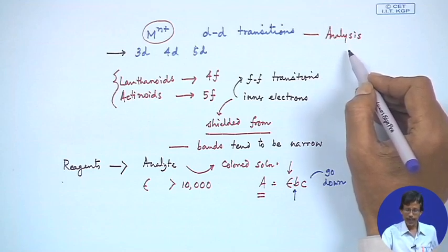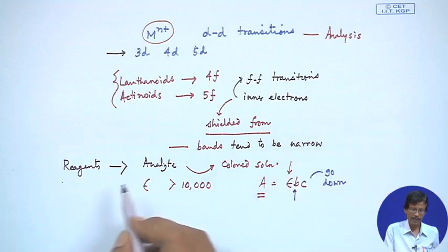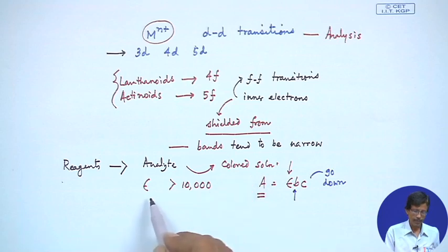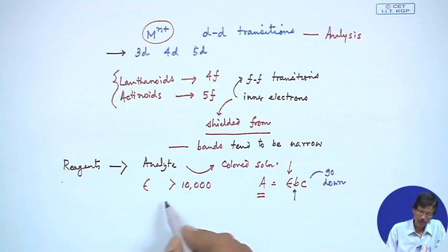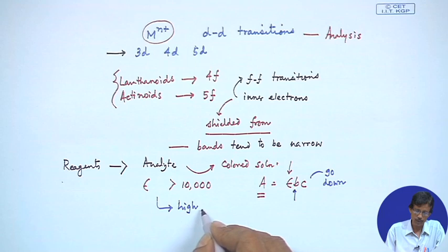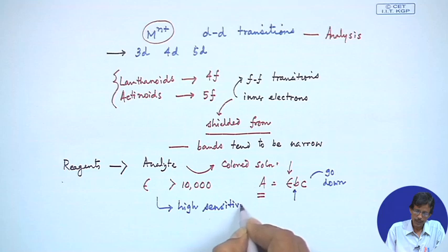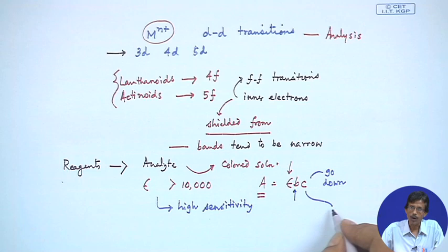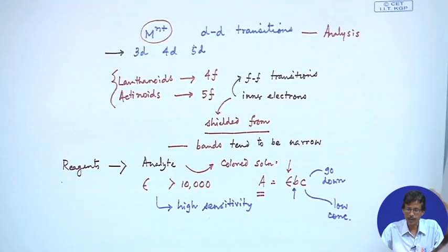So, electronic spectral analysis will be helpful for this case where the reagent can give rise to a very colored solution, and where the epsilon value is greater than 10,000, we consider that particular process to have a very high sensitivity, a highly sensitive procedure. So, we can go and figure out a very low concentration regime.